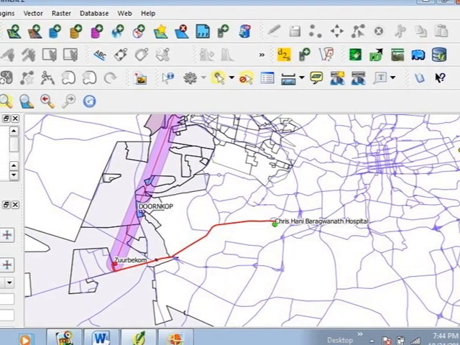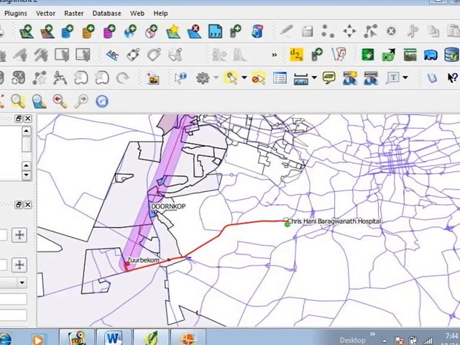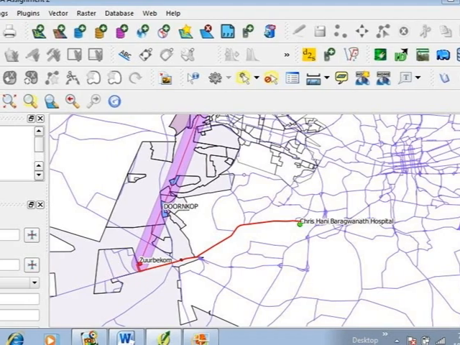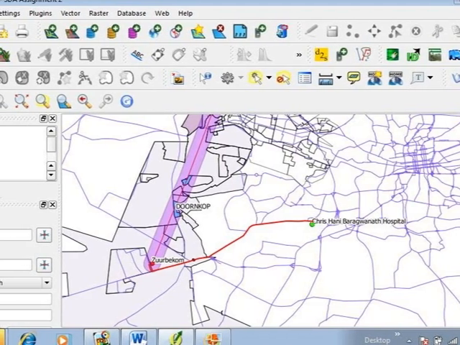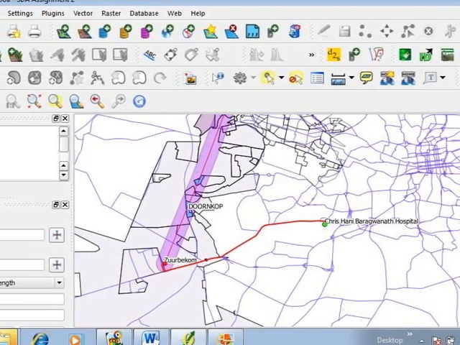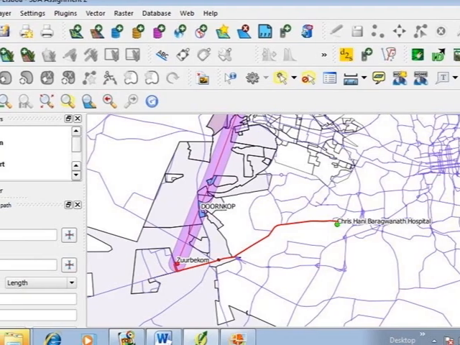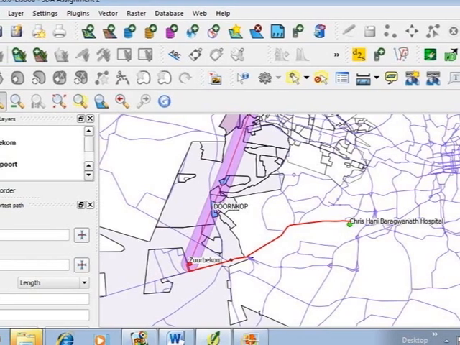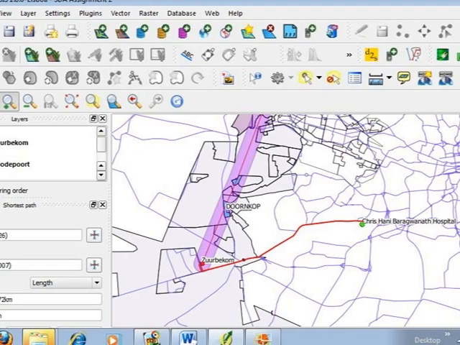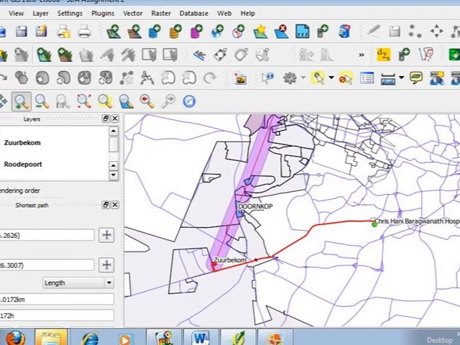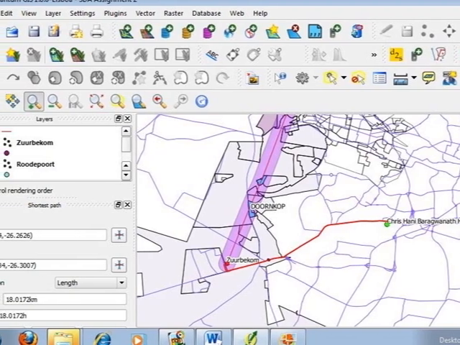I found the coordinates of the nearest hospitals and brought it into QGIS. I wanted to find the shortest path between the hospitals and the affected areas that are mentioned in my research. Firstly, Zobacom is only 18 kilometers away from the nearest hospital.